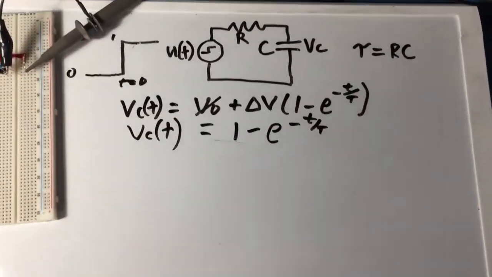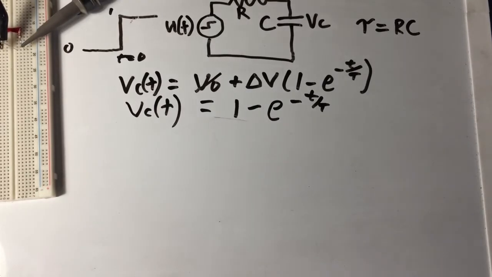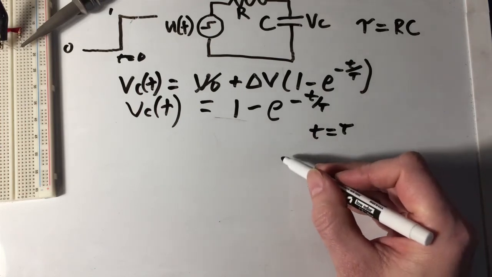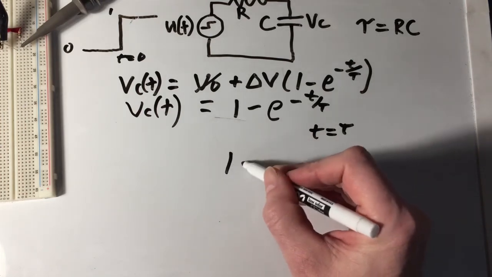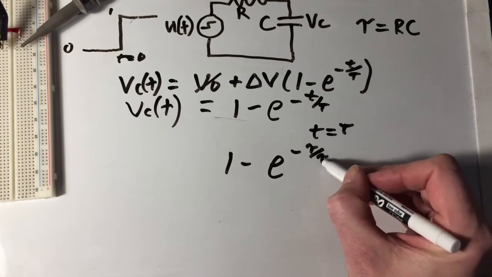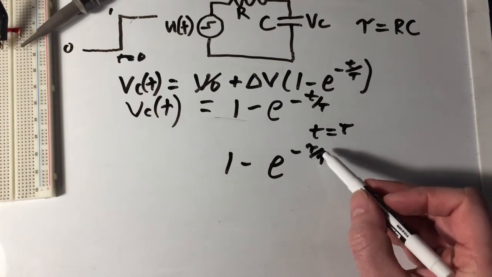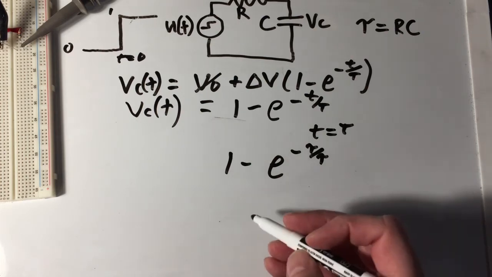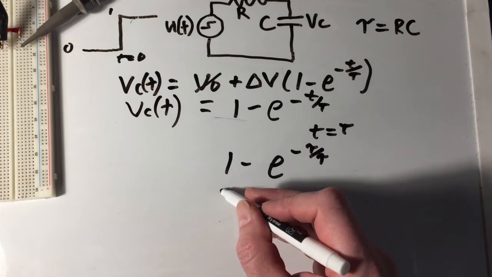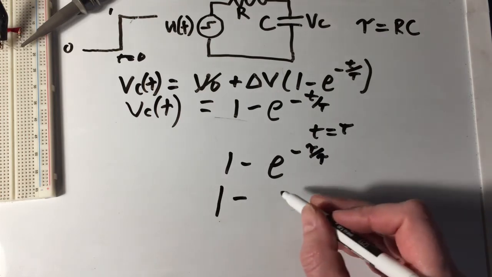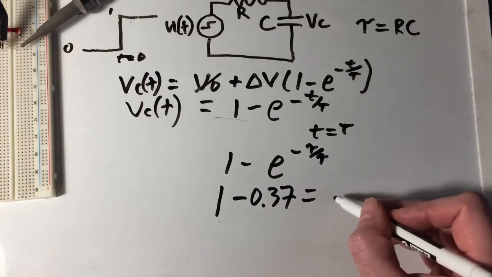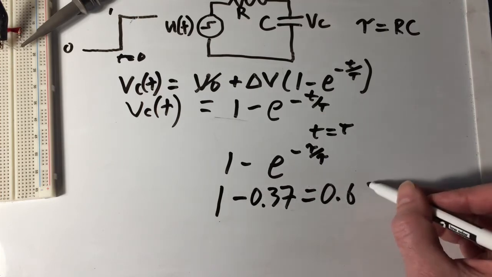That all looks good. So there's another interesting condition, and that's when time equals tau. So when time equals tau, I'm just going to rewrite the equation, 1 minus e to the minus tau over tau. And then we know that tau over tau is going to be 1. And e to the minus 1 is 0.37. So that's saying that if we have 1 minus 0.37, that equals 0.63.